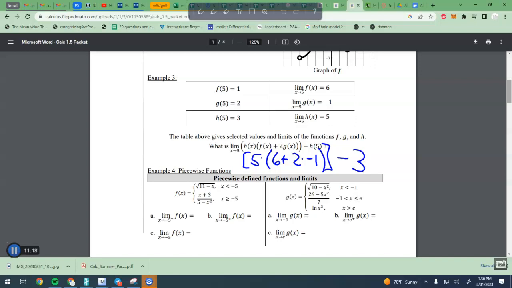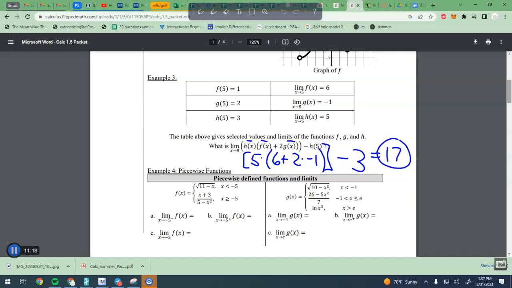The limit as x approaches 5 of h of x is 5. The limit of f of x at that spot is 6. The limit of g of x at that spot is negative 1. So I really just plugged in values for those three things. And then this is not a limit. This is h of 5, so that's just 3. And then this comes out to 5 times 4 minus 3, so it is 17.